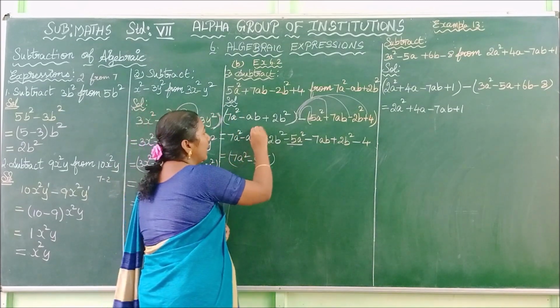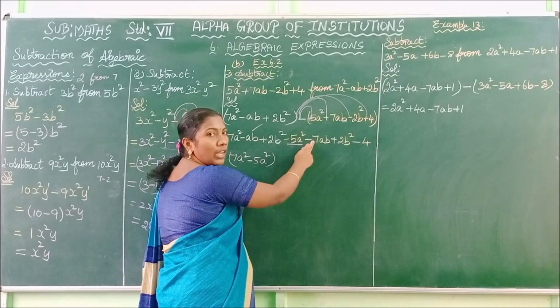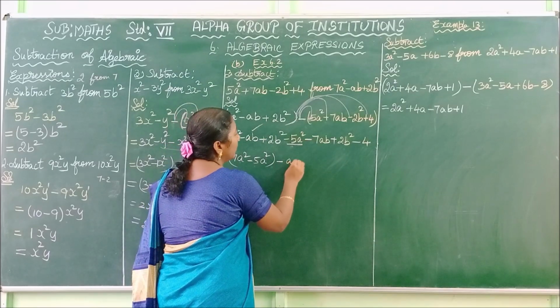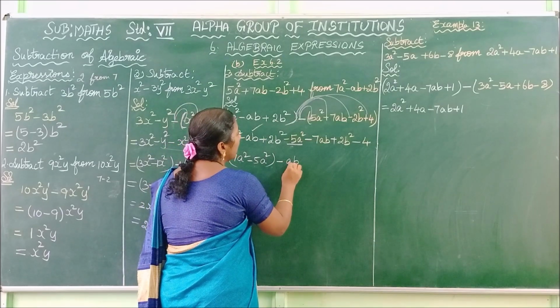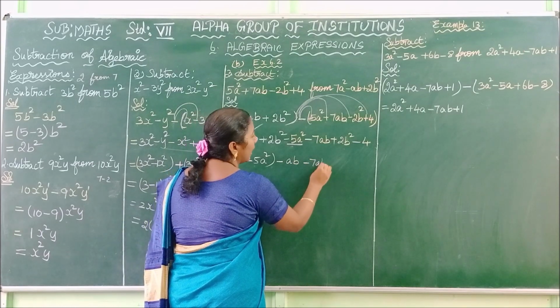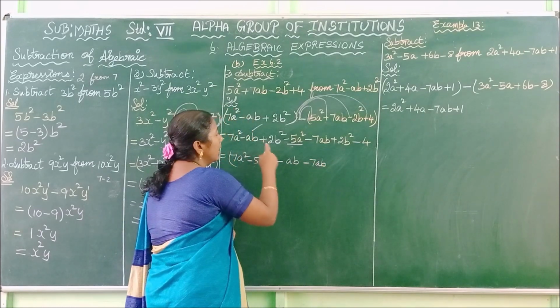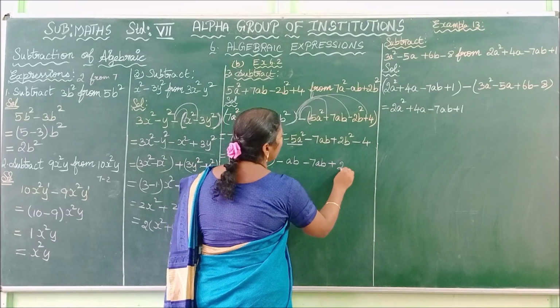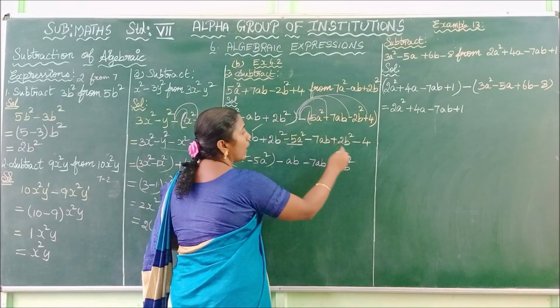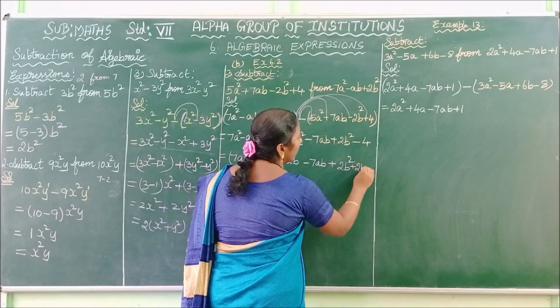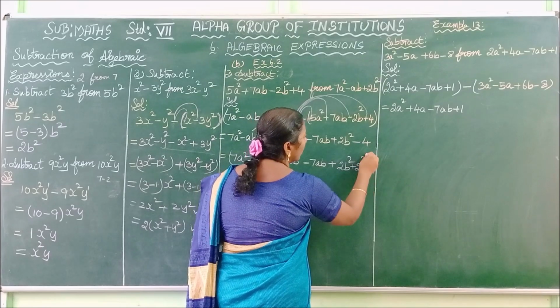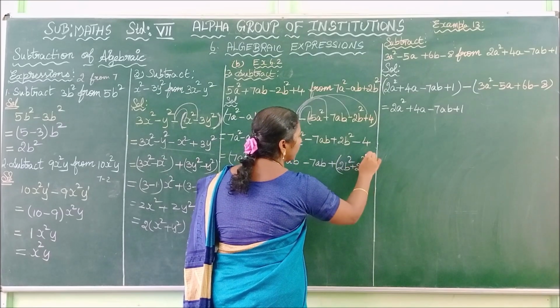Okay. Next here we have minus ab. Here also we have minus 7ab. So write those terms together: minus ab minus 7ab. Okay. See here, next we have plus 2b square. Here also we have 2b square. Next, minus 4. Here we put the bracket.